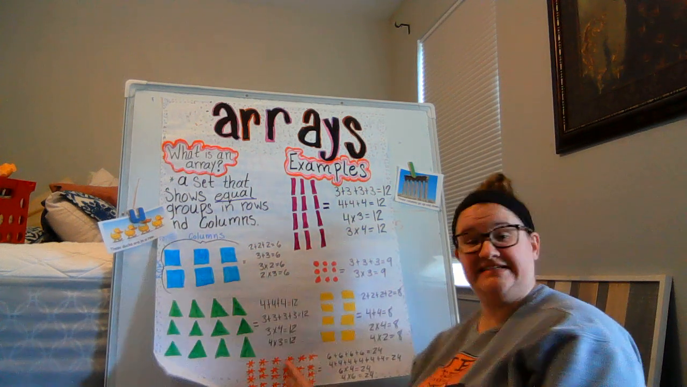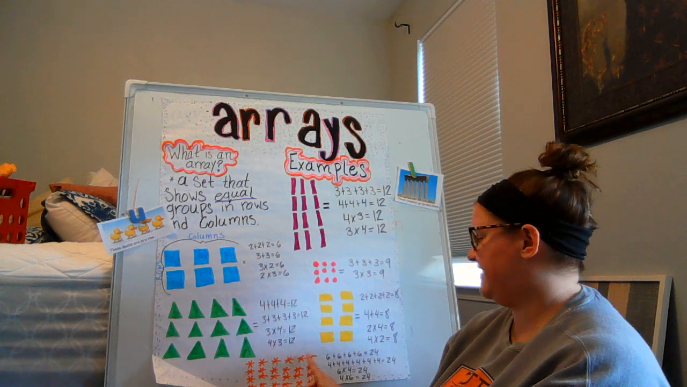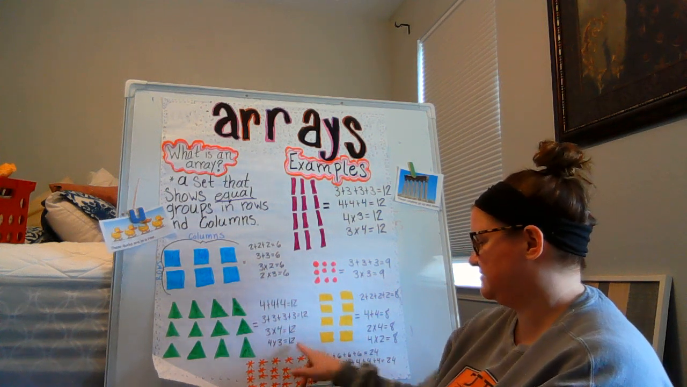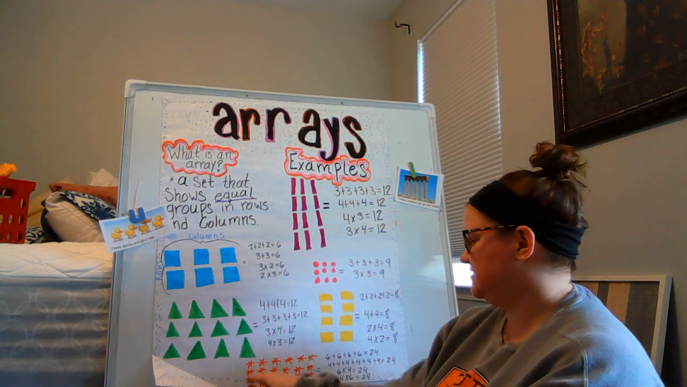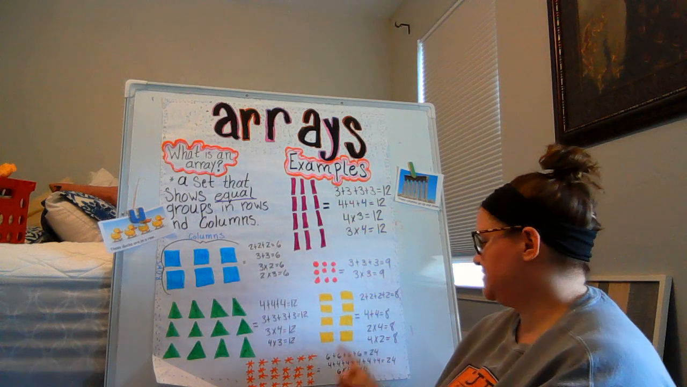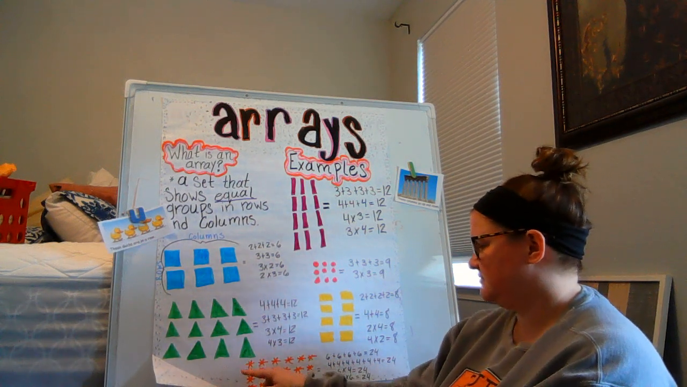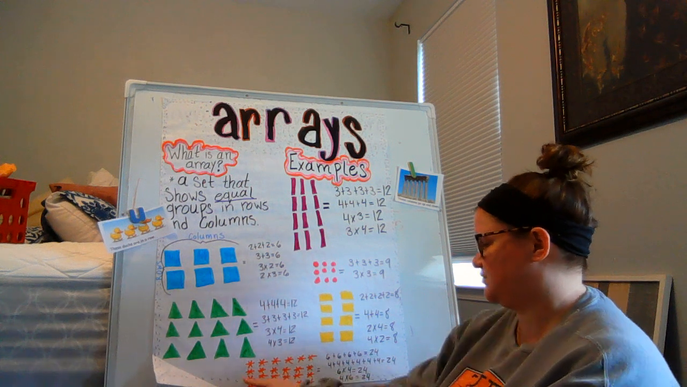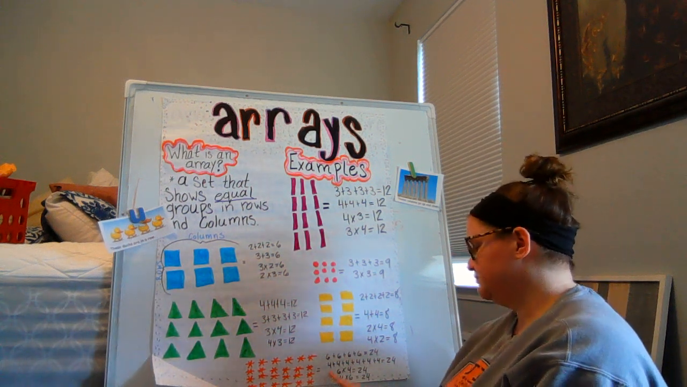Okay? And then I did a big one down here. 1, 2, 3, 4, 5, 6 columns with 1, 2, 3, 4 rows. Okay? So you could add 6 4 times because there's 6 in each. There are 4 rows with 6 in each row.